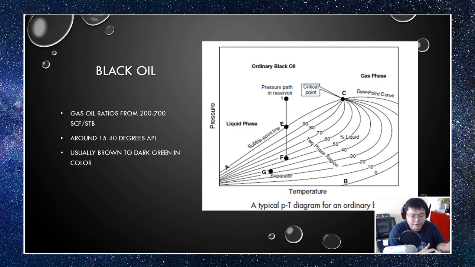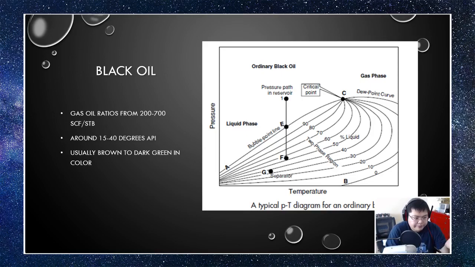This line right here that says pressure path in reservoir basically talks about the ecosystem of the reservoir. So black oil, just to give you a heads up, can be described as gas oil ratios from 200 to 700 standard cubic feet per stock tank barrel. They are around 15 to 40 degrees API for specific gravity, and they're usually brown to a dark green in color.